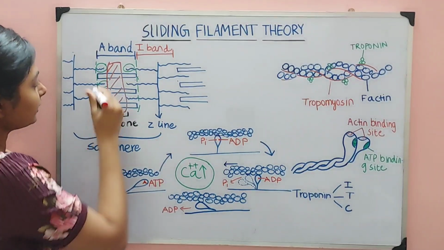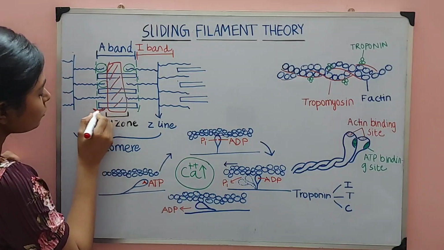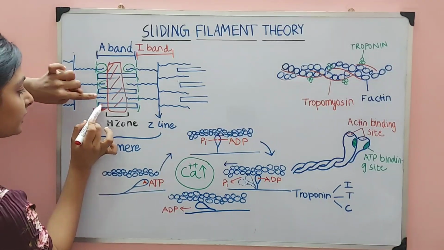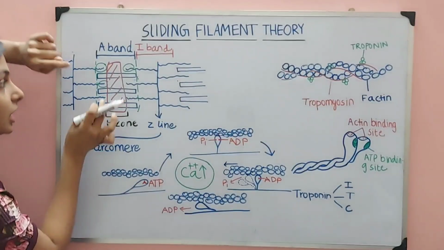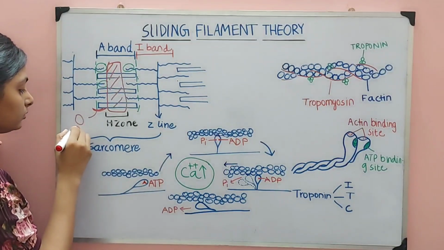And then this area where there is overlapping, you see this region, there is overlapping, right? If you can just see, there's overlapping. There's thick filament, then thin filament, then thick filament, then thin filament. So there's overlapping over here. So that is why it is called the O zone.